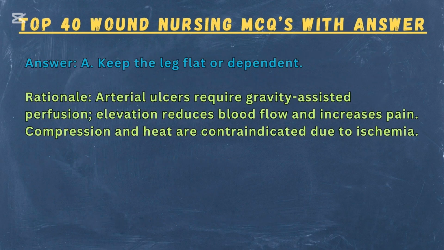Answer. A. Keep the leg flat or dependent. Rationale. Arterial ulcers require gravity-assisted perfusion. Elevation reduces blood flow and increases pain. Compression and heat are contraindicated due to ischemia.